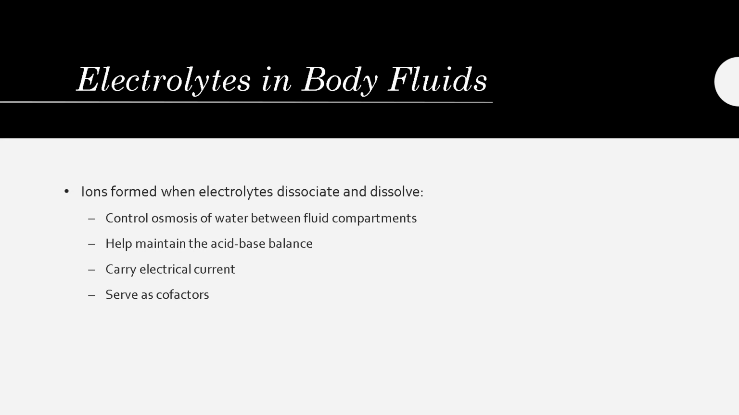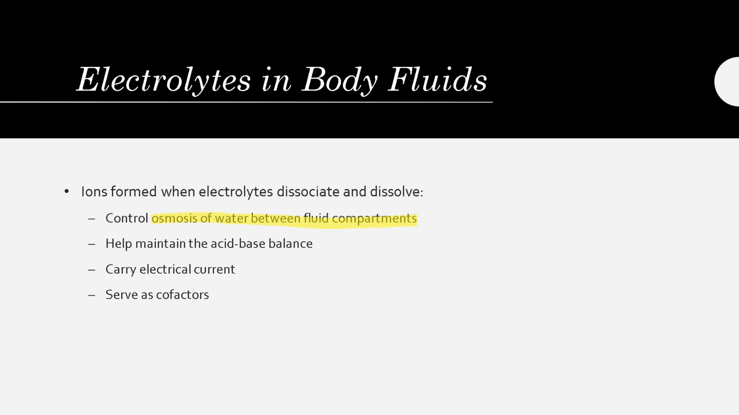So we're going to look a little bit more into electrolytes in the body. Ions that are formed when electrolytes dissolve and dissociate have 4 general functions in the body. The first one is that because these ions are largely confined to particular fluid compartments and they're a lot more numerous than non-electrolytes, certain ions can actually control the osmosis of water between fluid compartments. So they're actually controlling the movement of water between different compartments.